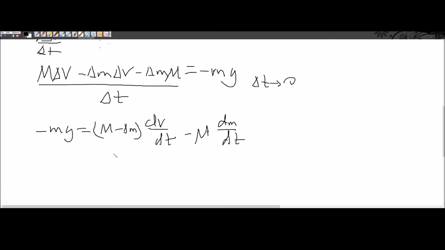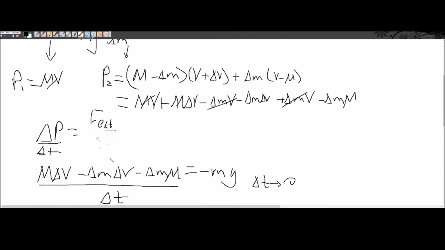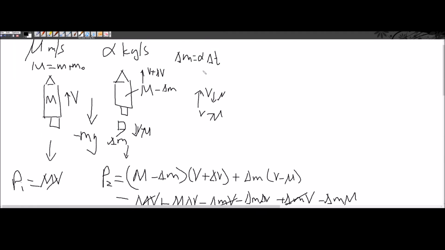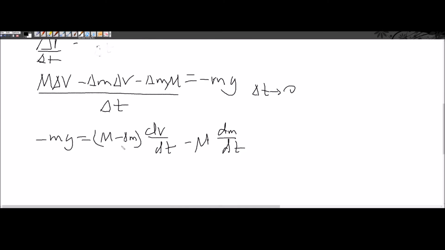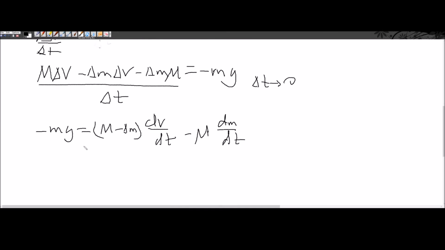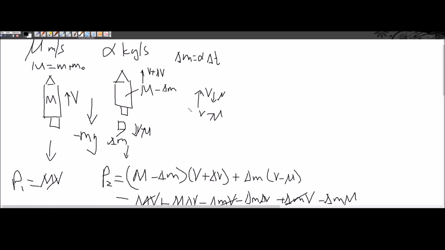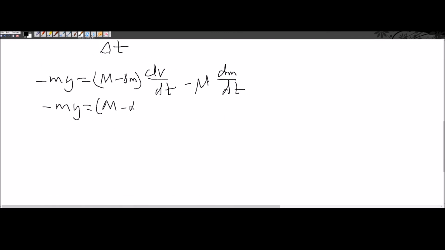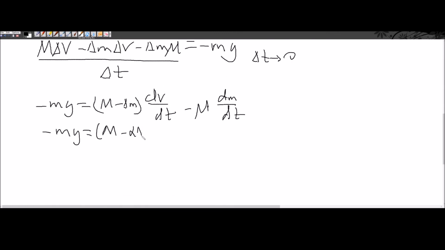Now this looks pretty similar to a rocket equation already, right? So from the beginning, your delta m is going to be alpha delta t. So delta m here is going to be alpha delta t. Set that in first. So negative mg is equal to m negative alpha delta t, dv dt, minus mu dm over dt, right?